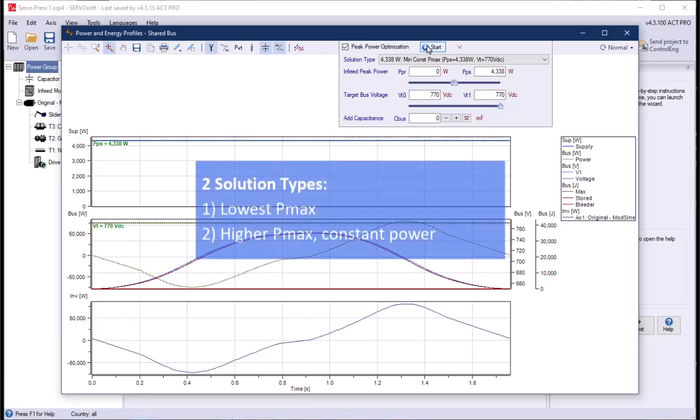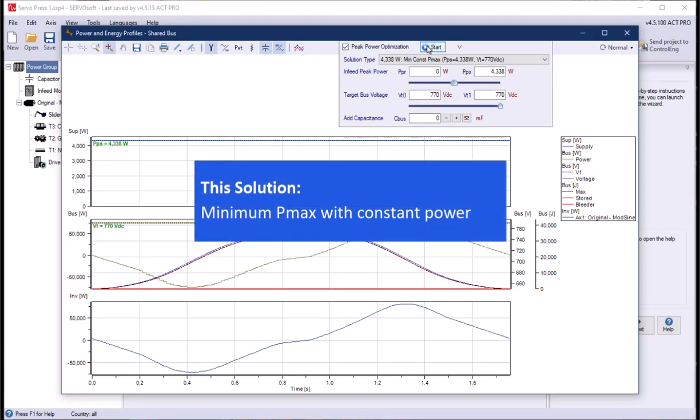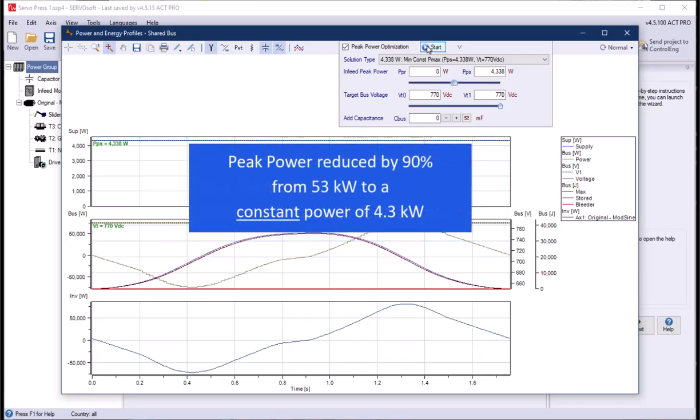Sometimes there are 2 solution types. The first is the lowest Pmax, and the second may have a higher Pmax that is constant over the entire cycle. In this example, there is only one solution, minimum Pmax with constant power over the entire cycle, which is the ideal solution. It is a remarkable result, reducing the supply peak power by 90% from 53 kilowatts to a constant power of only 4.3 kilowatts.